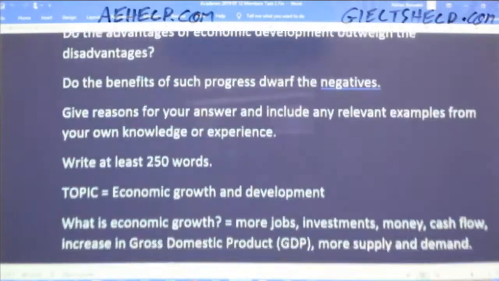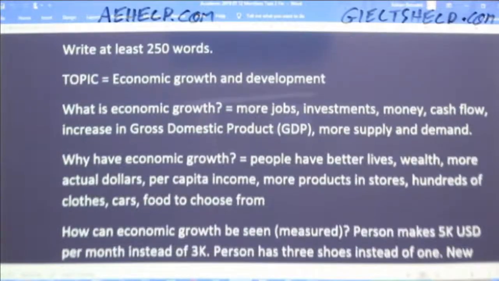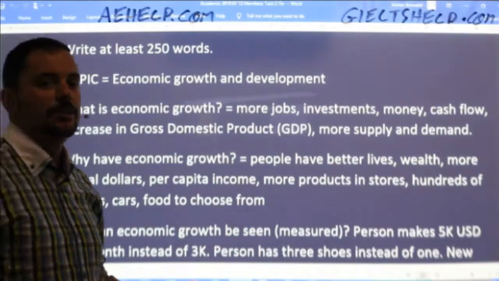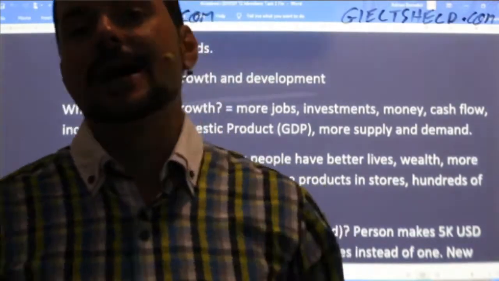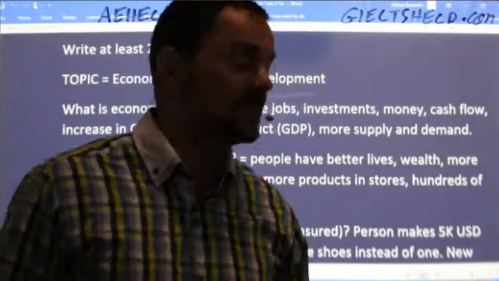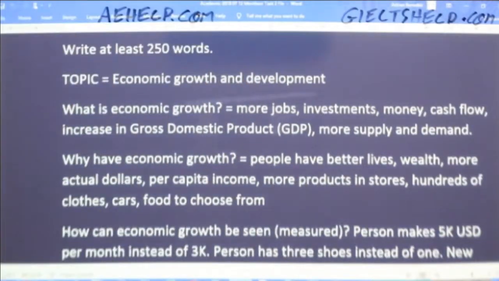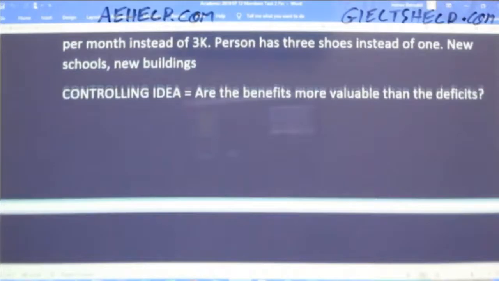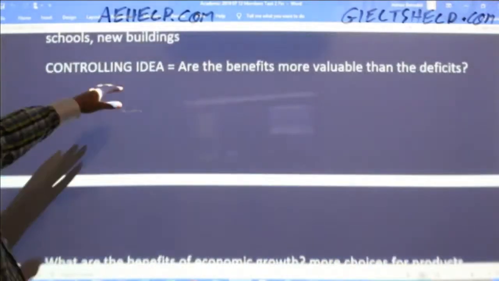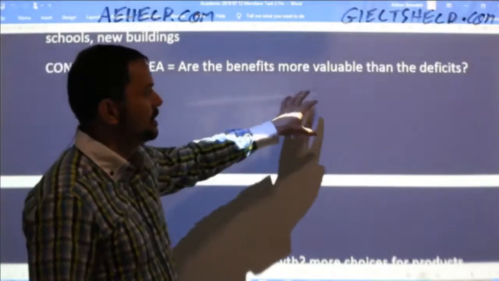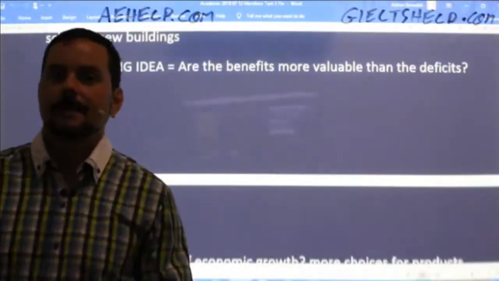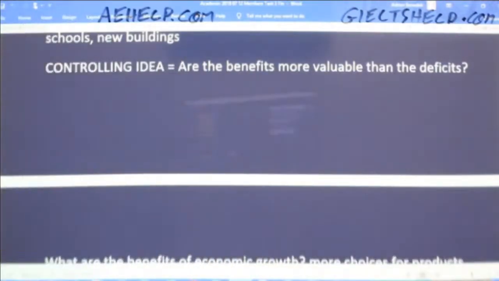Yesterday we paraphrased this question. We thought deeply, critically about the topic of economic growth and development. We thought about the what, the why, and the how. So what is it? Why is it thought to be positive? Why is it thought to be negative? Let's look at that. So the controlling idea for this question is, are the benefits of economic growth more valuable than deficits? Right? That was the controlling idea.